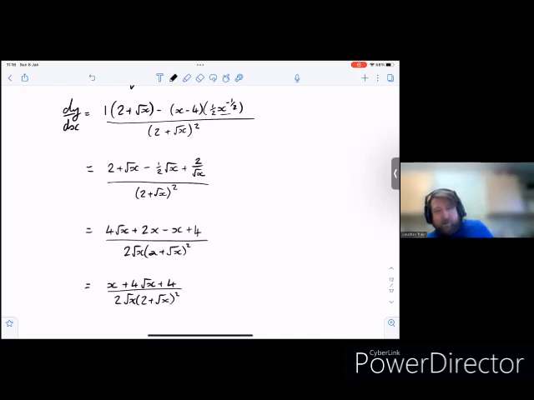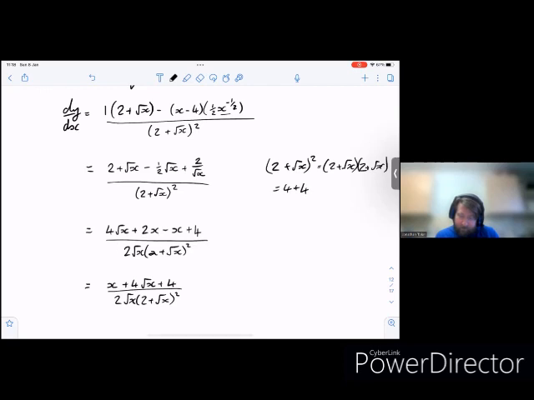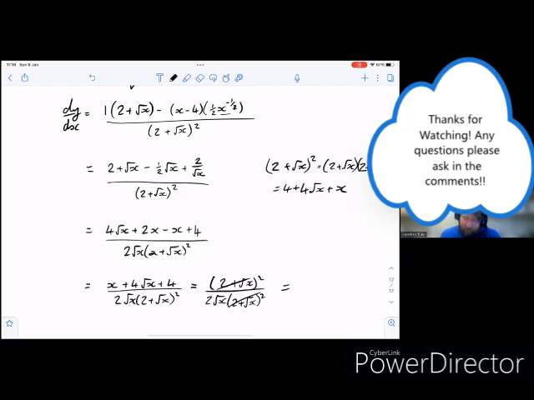Now that numerator is 2 plus root x all squared. If you expand 2 plus root x squared, you get 4 plus 4 root x plus x. So this is 2 plus root x squared, and we get the cancellation, so we get 1 over 2 root x.